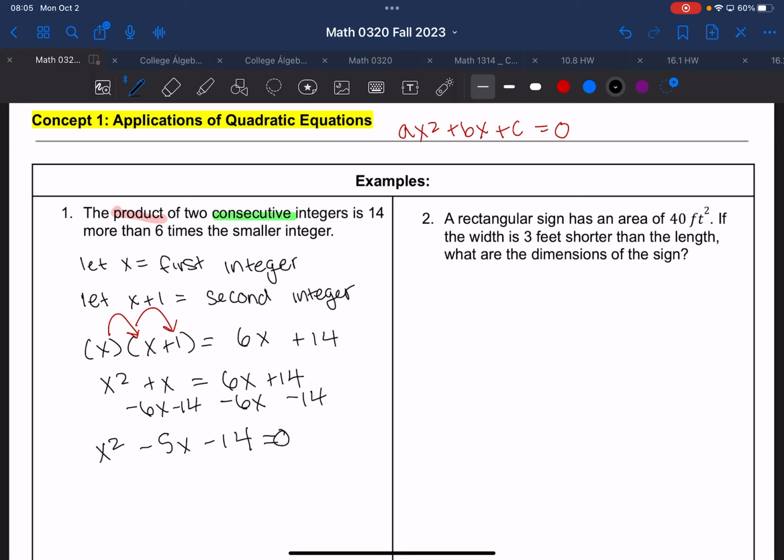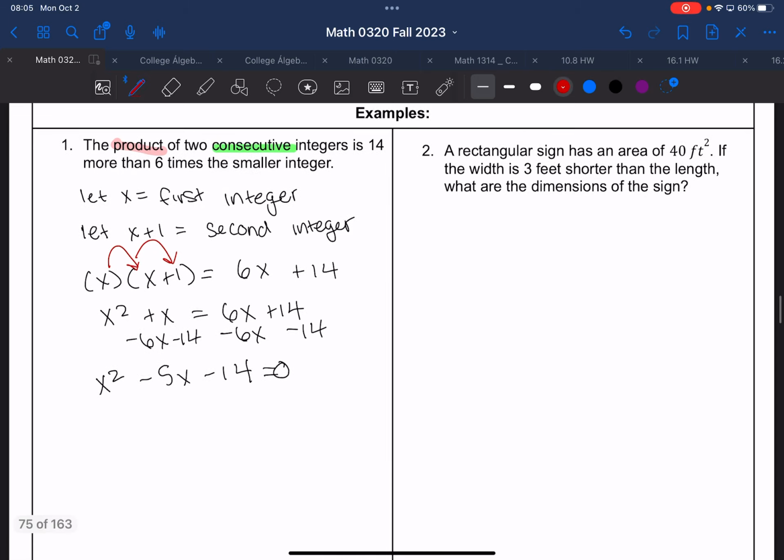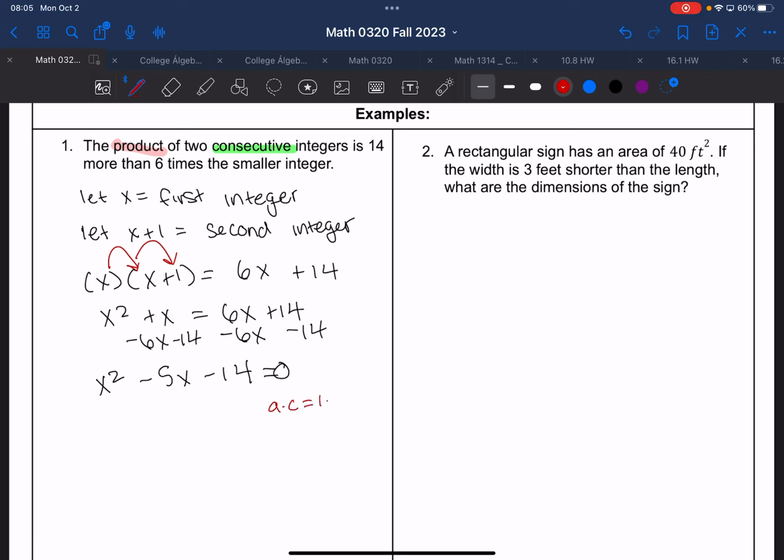Now I need to factor this. We're going to use the AC method by multiplying those two numbers. What is our number in front of x squared if we don't see it? 1. So a times c is 1 times negative 14, which is negative 14. And our b value is negative 5. So we need two numbers that multiply to negative 14 but add to negative 5. Good, 2 and negative 7. If we multiply them, we get negative 14, and if we add them, we get negative 5.